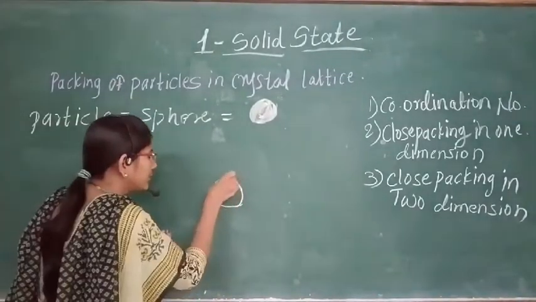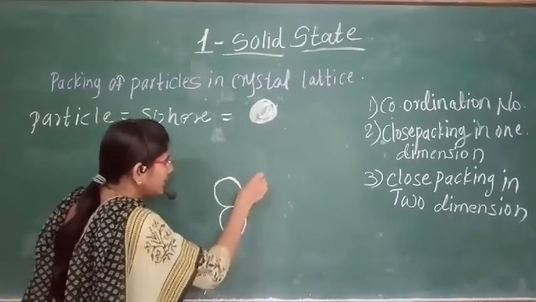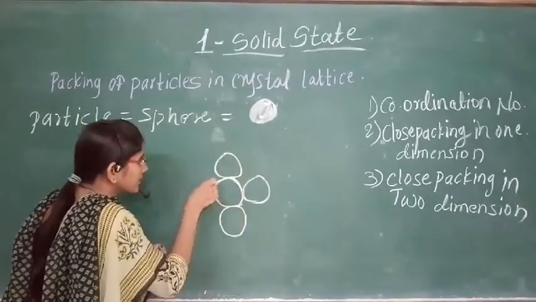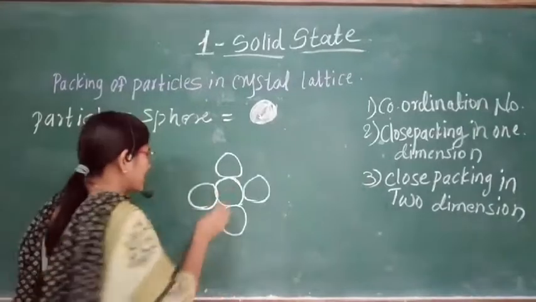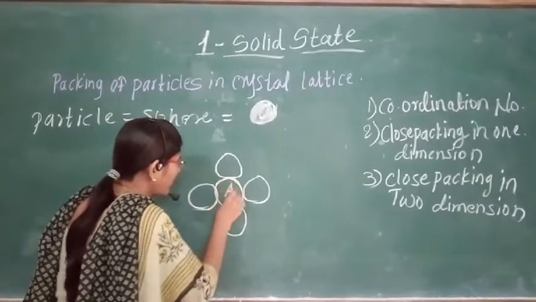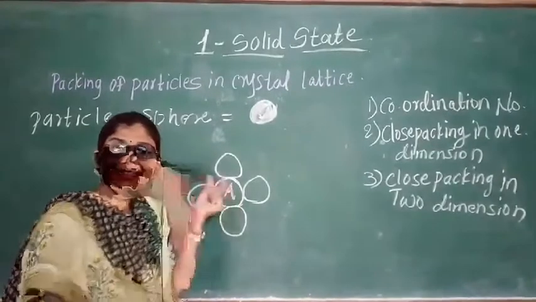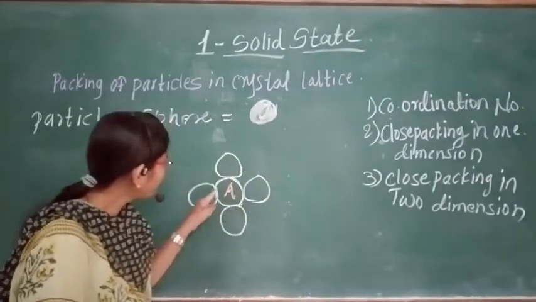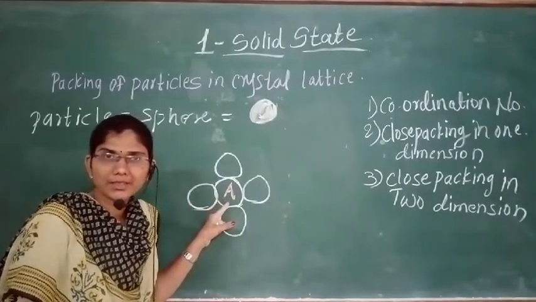So if this is one of the spheres and it touches four spheres, this is the middle sphere, which we call A. Then what is the coordination number of A? By the definition, coordination number is the number of spheres touching any given sphere.